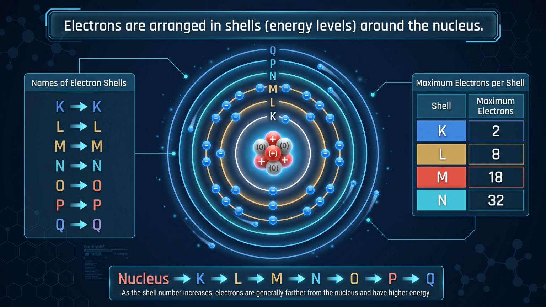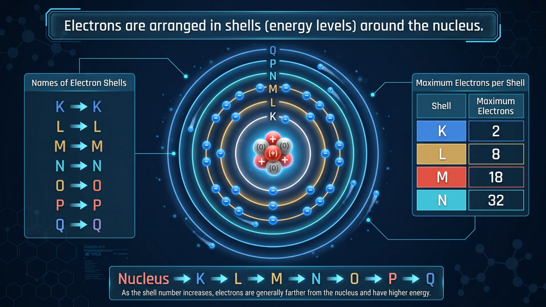However, in introductory chemistry, students usually focus on the first 4 shells because they are sufficient for understanding most common elements. Although these shells have maximum capacities, electrons do not simply fill them to their maximum before entering the next shell. Instead, electrons always occupy the lowest available energy level first.